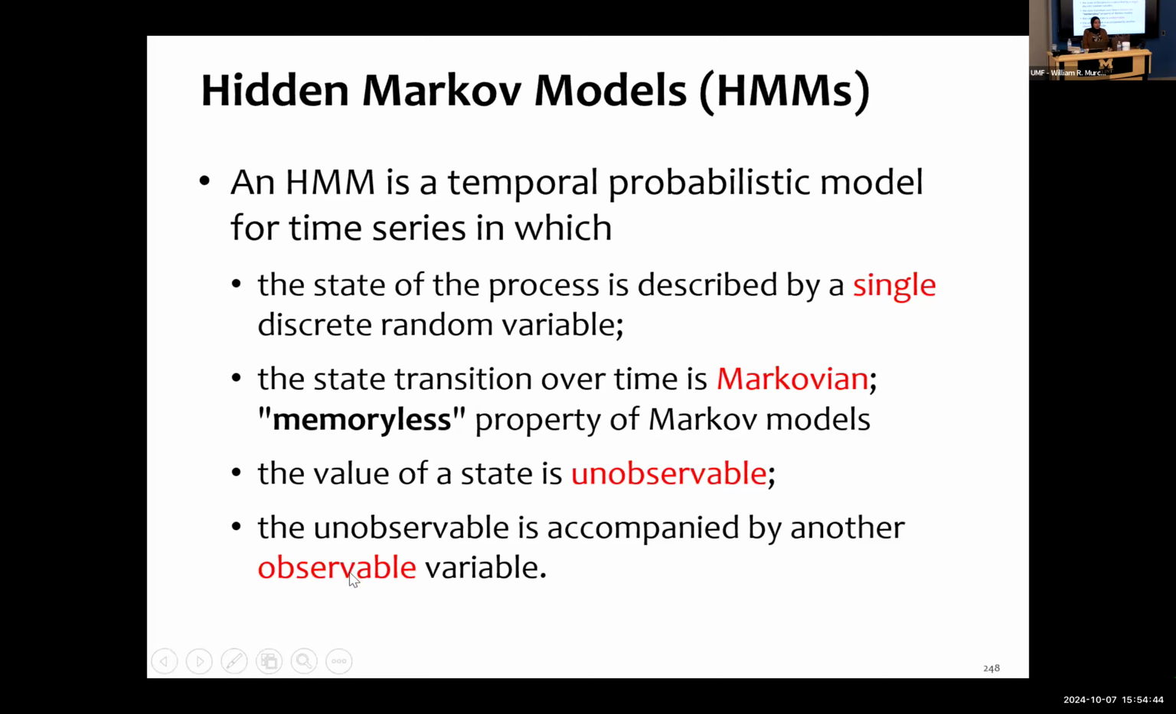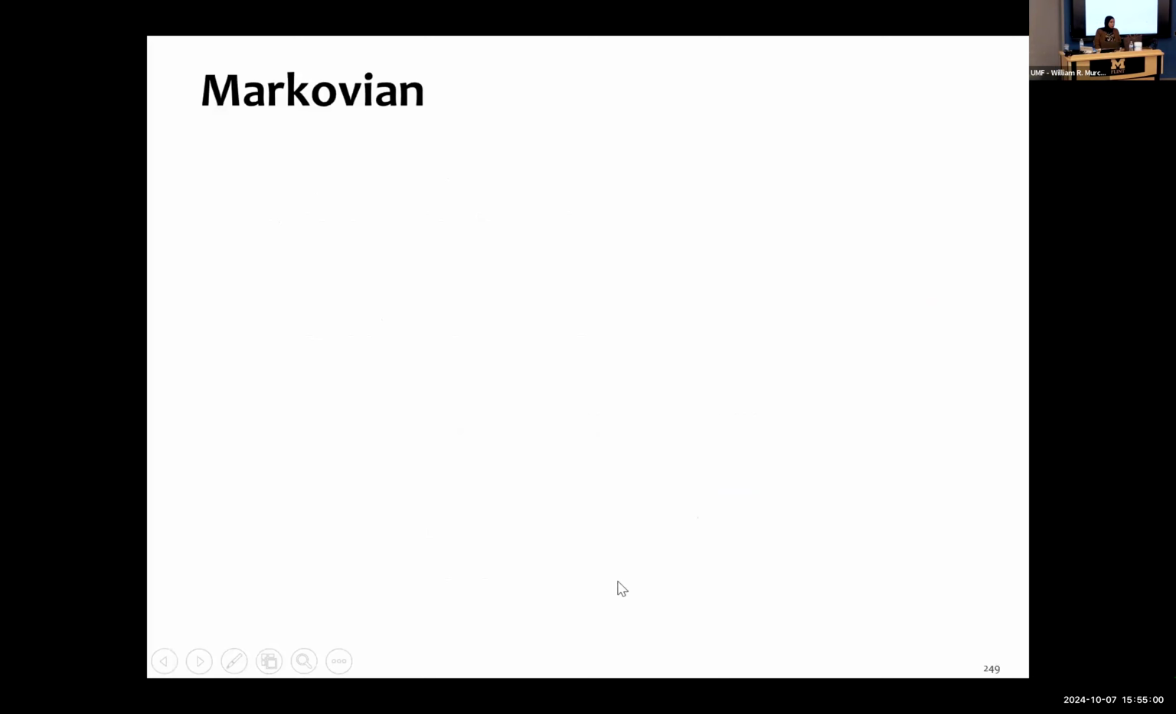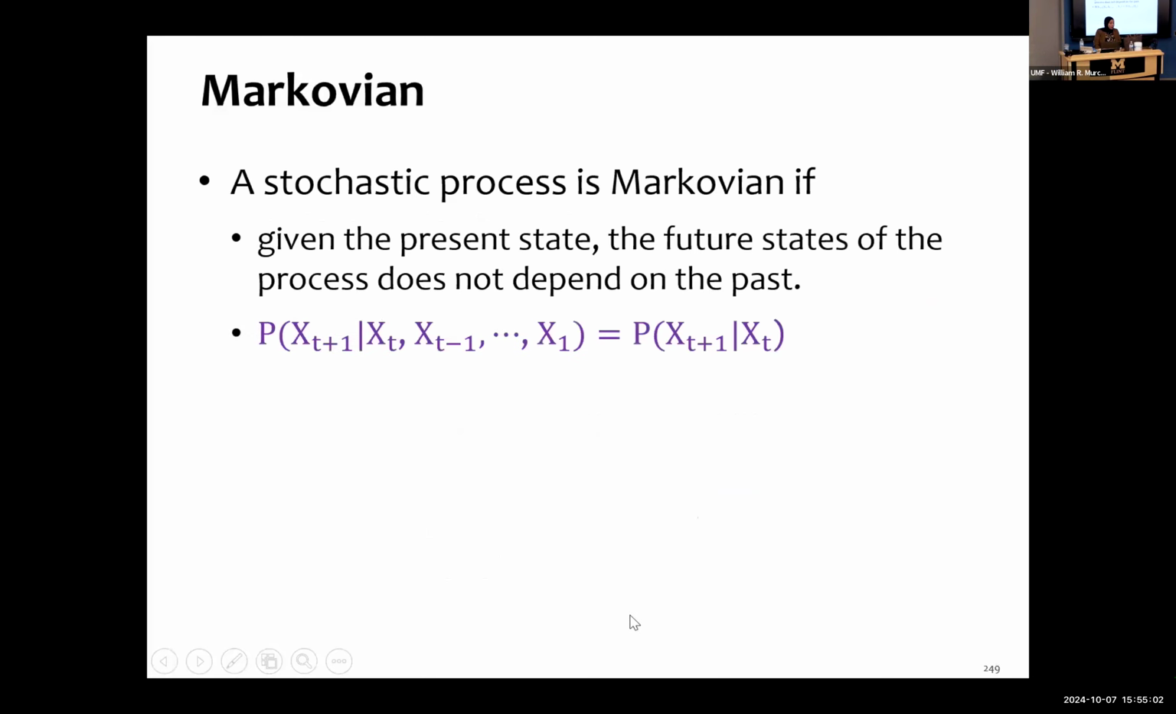I would ask you, is this a hidden Markov model or not? If you answer no to one of these properties, it's not Markovian. It must be yes for all of them, okay? So you must verify all these properties together. Now, let's take an example of a stochastic process which is Markovian. If, given the present state, the future states of the process do not depend on the past. I mean, this is what I was just saying.